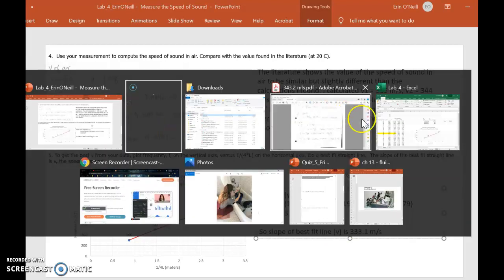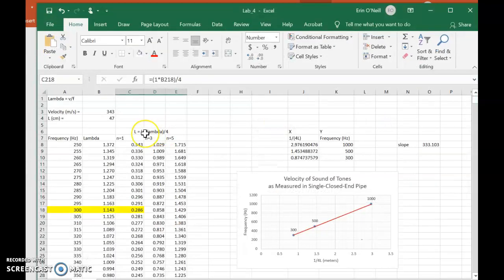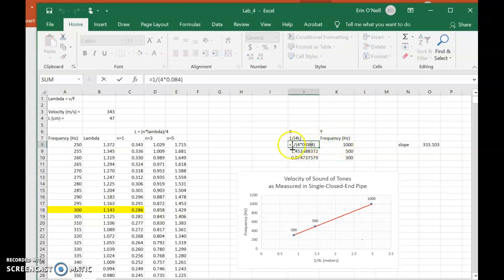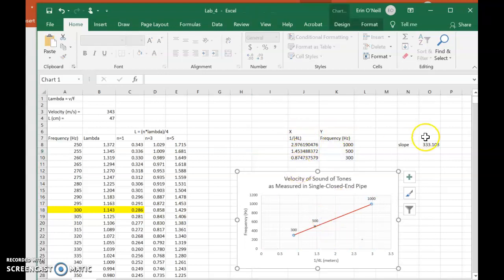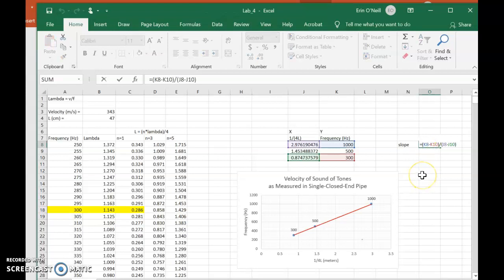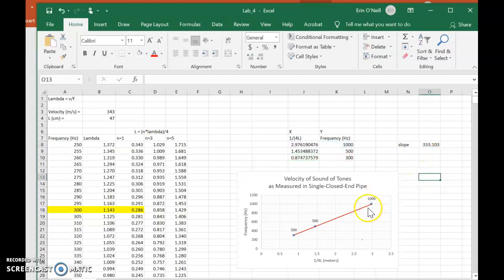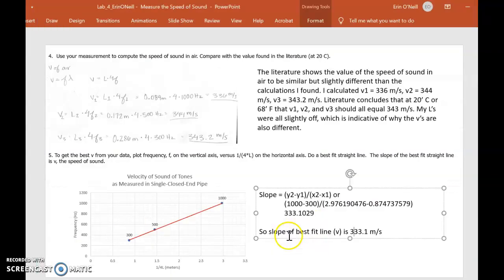And I can show you this in my Excel. So this was my frequencies, my lambdas, and 1 and 3 and 5. What I did was I took, at 1,000 hertz, where did this number come from? 1 divided by 4 times what I measured the length for 1,000 hertz. So I plugged this in, that in, got this, and solved for slope. And it's pretty accurate. It's pretty neat.